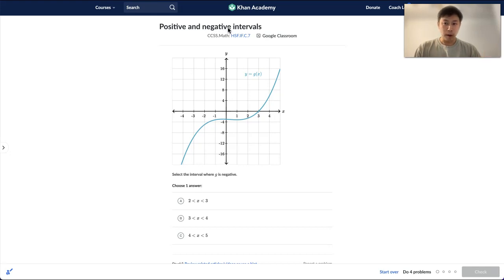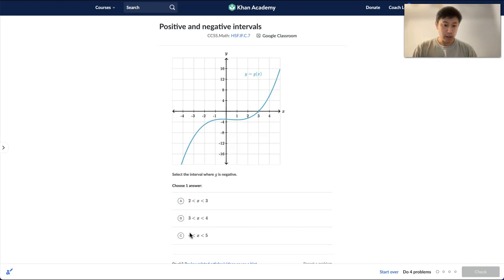Now, the confusing part might be that you're focusing on the y values in terms of these expressions, positive and negative, but the intervals that you're reading are the x values. So for example, this graph asks us, select the interval where g is negative. Okay, so g is just the name of the function. Where is this function negative? In other words, where are the y values negative?